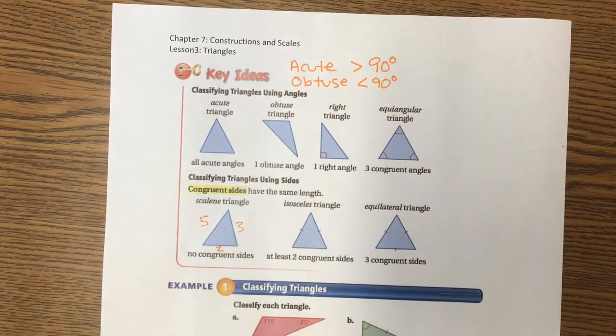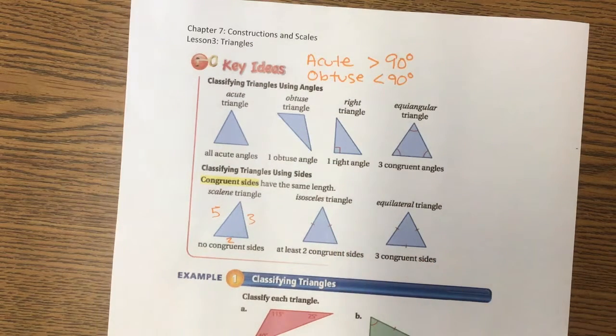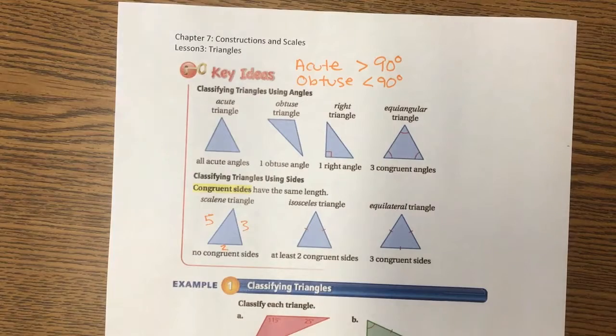Okay. Second is an isosceles triangle. An isosceles triangle has at least 2 congruent sides, and these little dashes mean that this side is congruent to this side. So that is an isosceles triangle. And then finally we have an equilateral triangle. An equilateral triangle means that we have 3 equal sides. So equilateral, think about equal, so that all sides are equal to each other, okay?